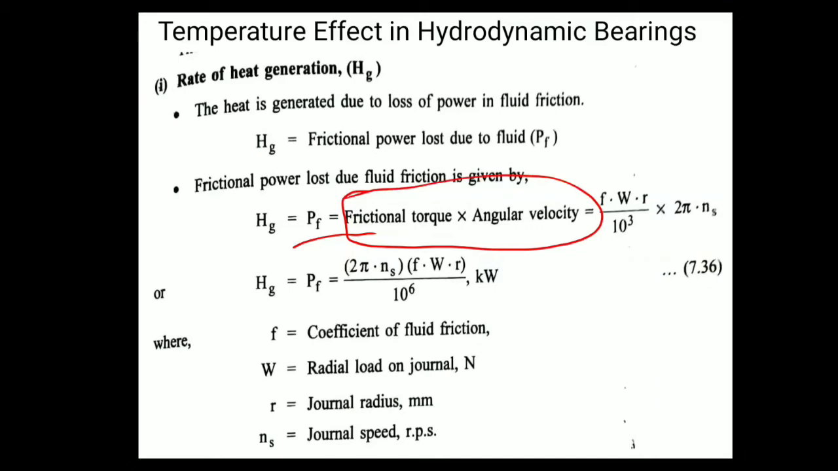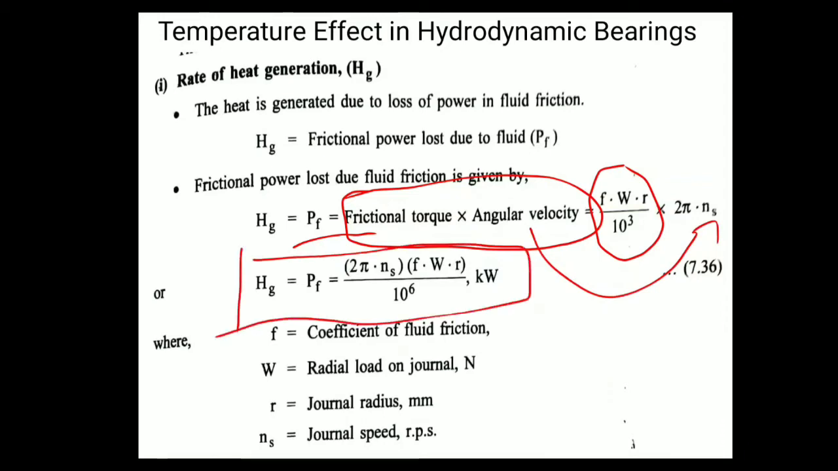Friction torque is nothing but FWR, that is, torque is force into radius. So FWR divided by 10 raised to 3 will be the power lost, into angular velocity 2 pi ns. By comparing this, we'll get the power lost or heat generation in the system of the sliding contact bearing: 2 pi ns FWR divided by 10 raised to 6 kilowatt. This is in kilowatt. Clear?